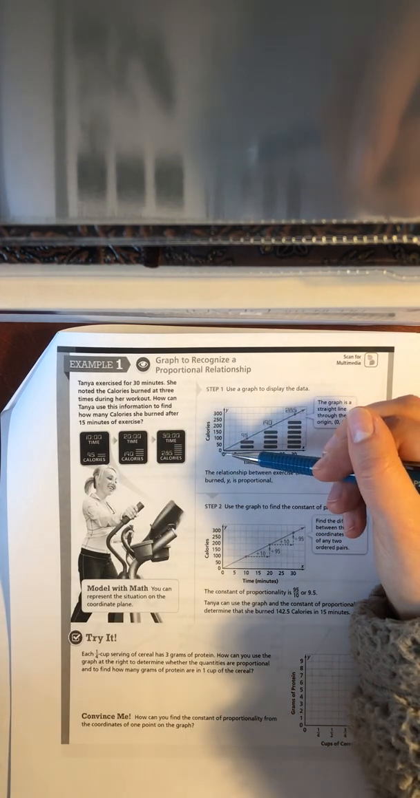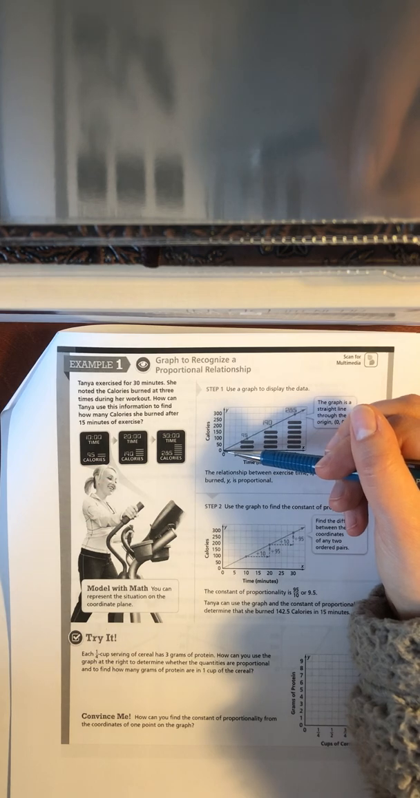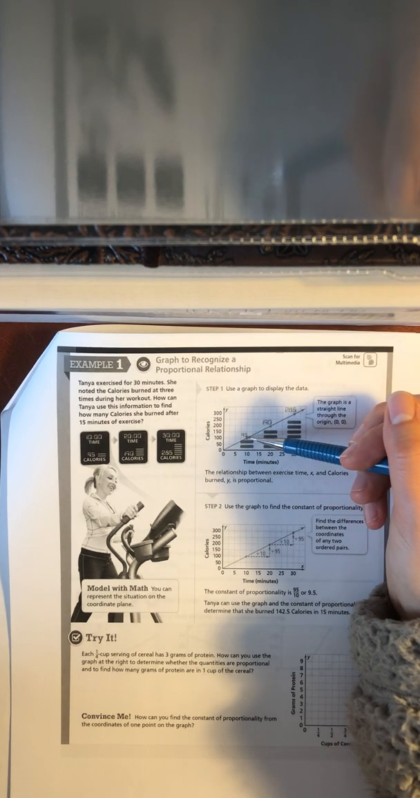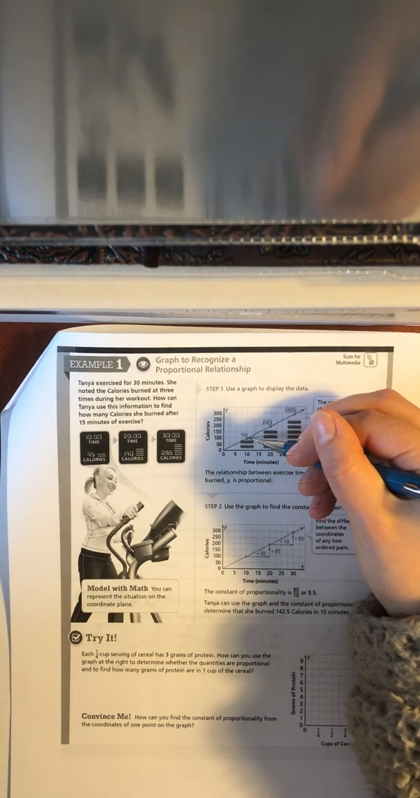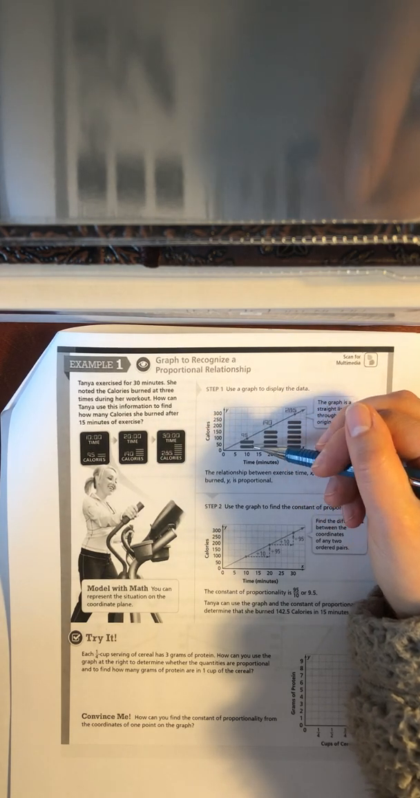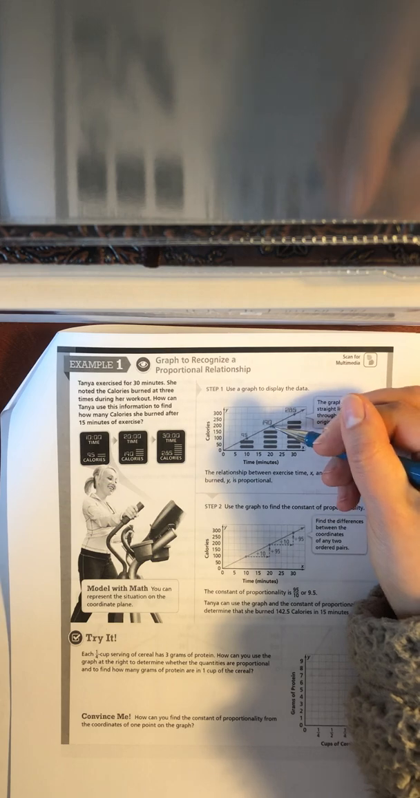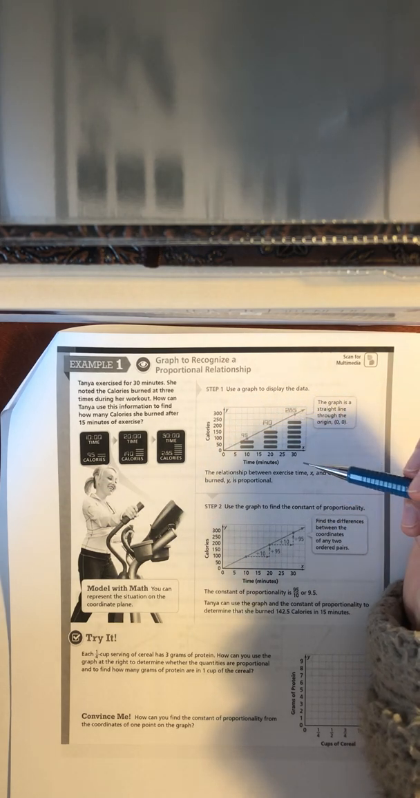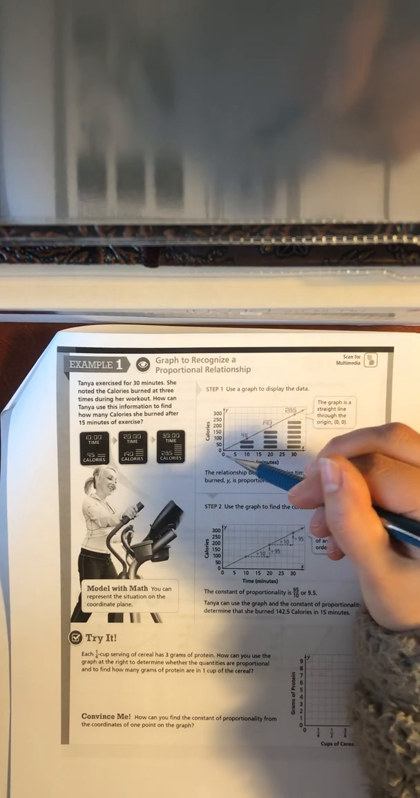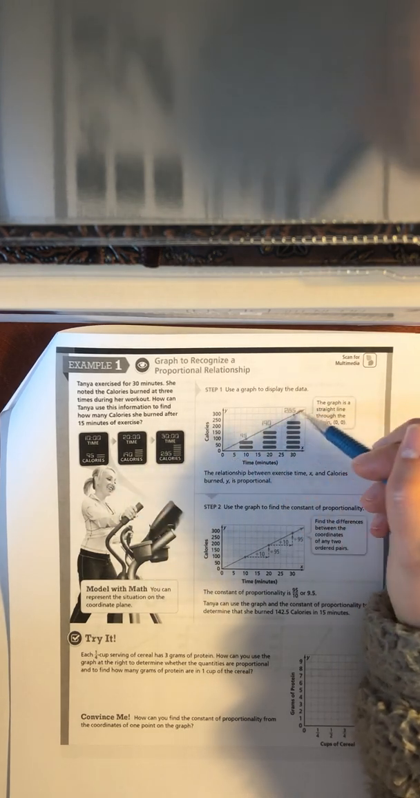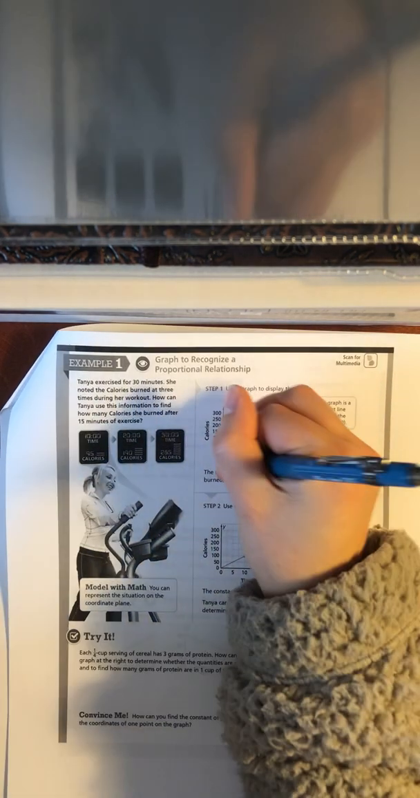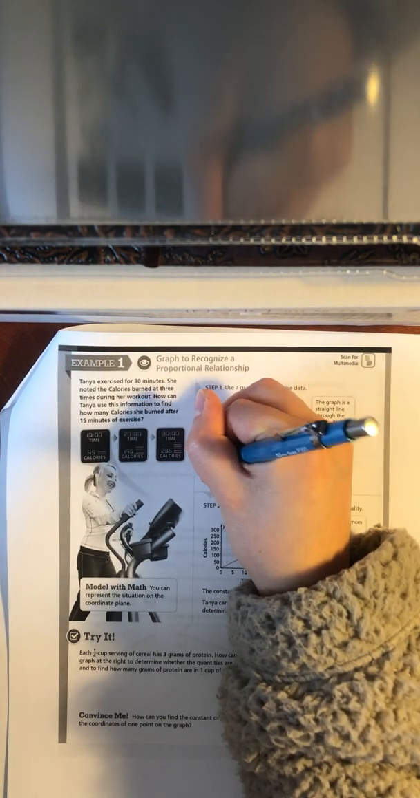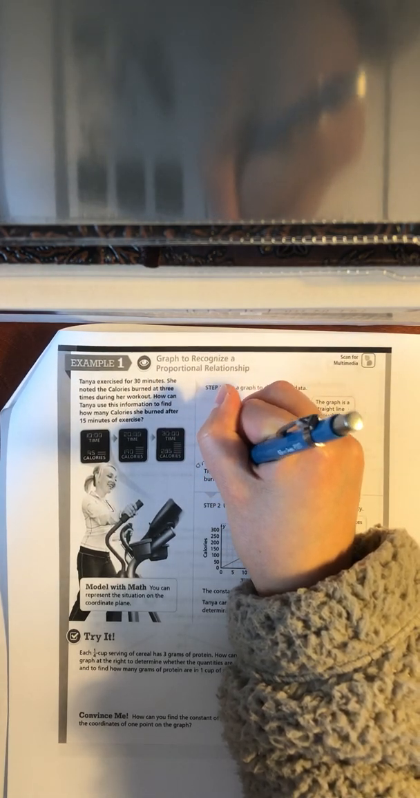So obviously also 0 minutes would be 0 calories burned. 10 minutes is 95. Now it almost looks like it's at 100. It technically is a little bit below 100, so it's 95. So just ignore that it looks almost like it's on the line. Okay, so it is proportional, this relationship, because it's a straight line and it's passing through the origin. So this is the origin. The origin is 0, 0.